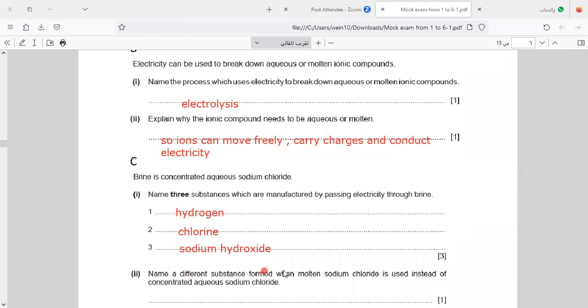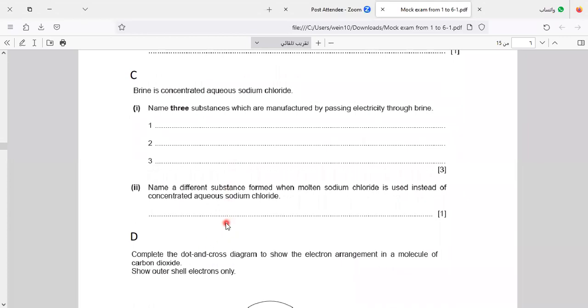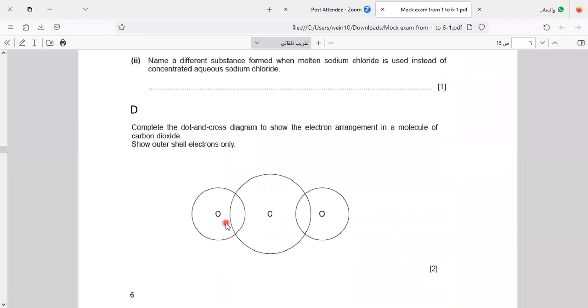Name a different substance formed when molten sodium chloride is used. Molten means there is no water. There is no OH, there is no H. So sodium will form at the cathode, not hydrogen. Here, sodium will form at the cathode.